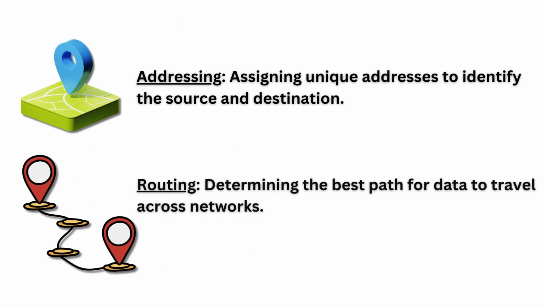Now that you understand the transport layer, let's move on to the next layer, the internet layer. So this is where IP addresses come into play. This layer is responsible for addressing and routing, two critical processes that make communication across the internet possible. At the heart of the internet layer is the IP, known as the Internet Protocol.